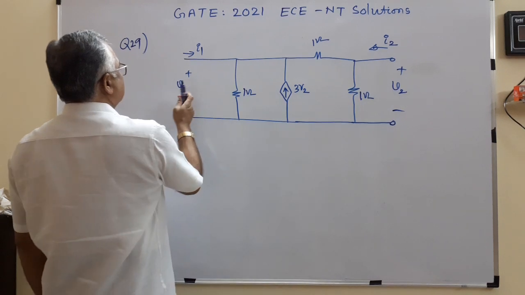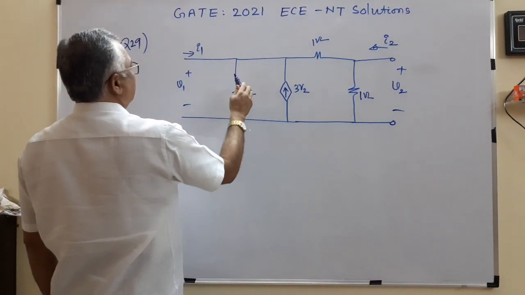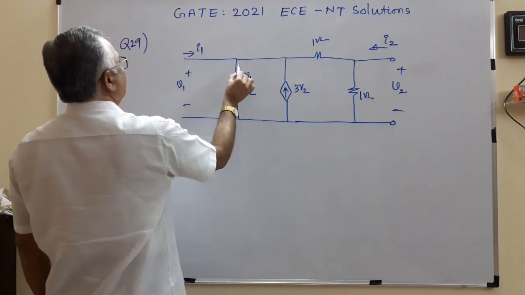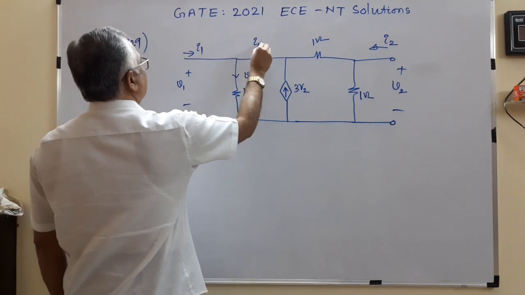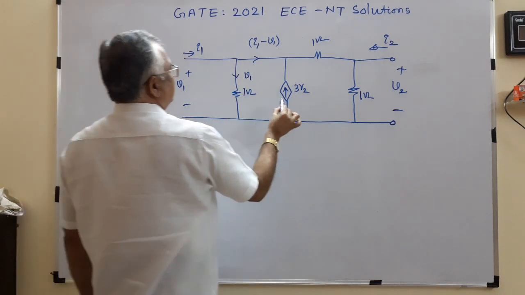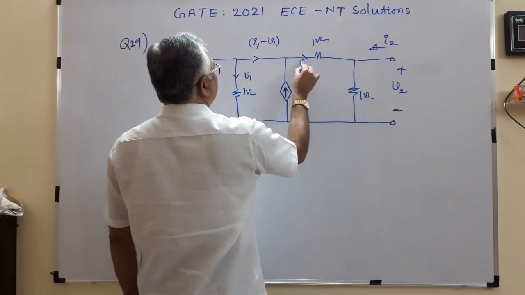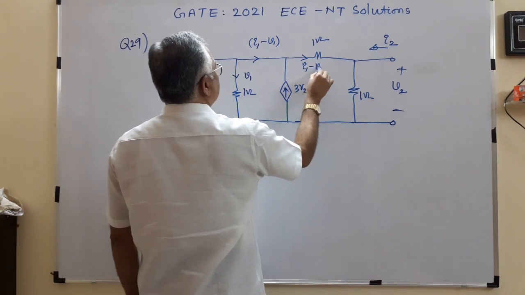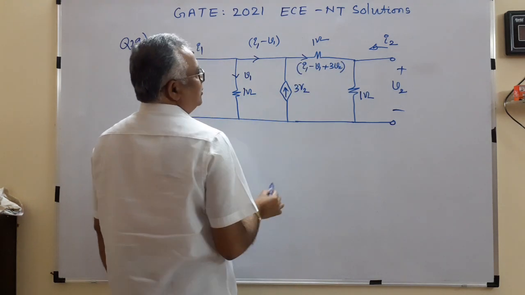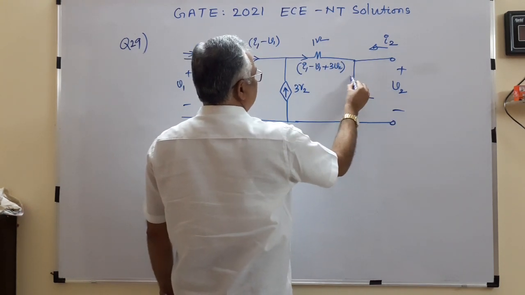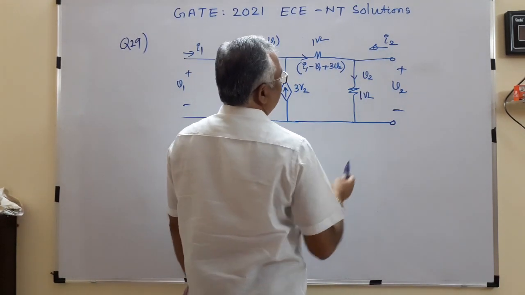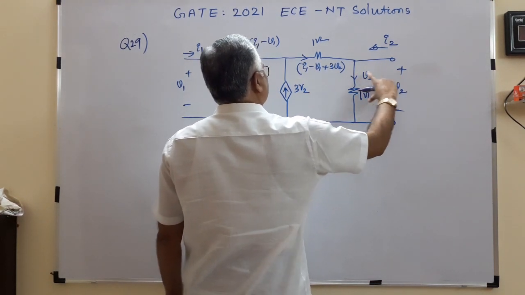How to solve? This is V1. So what is the voltage here? V1. What is the current in this? This is I1, so I1 minus V1. V1 by 1 is the current, so added with 3V2, I1 minus V1 plus 3V2. But this is V2. So what is the current downward? V2. This is V2, so the voltage here is V2.